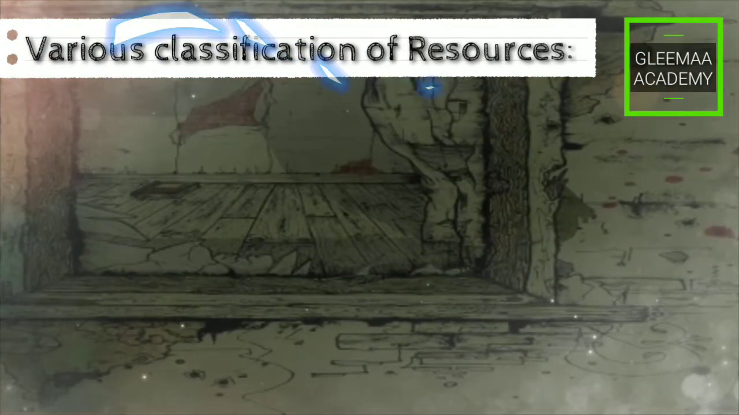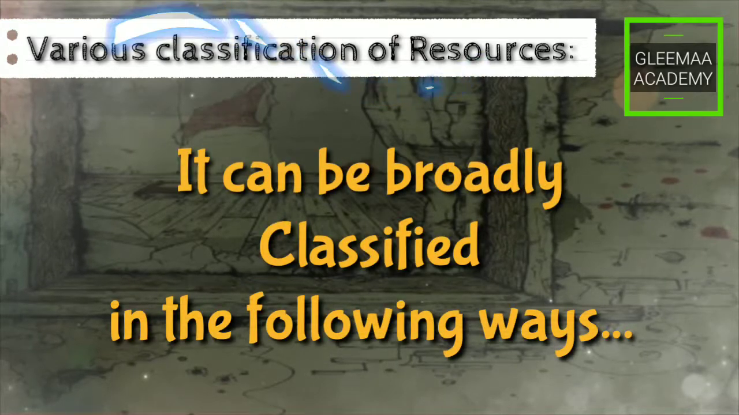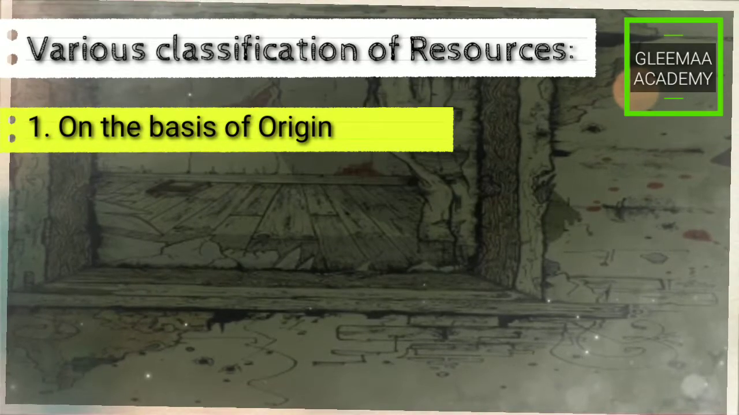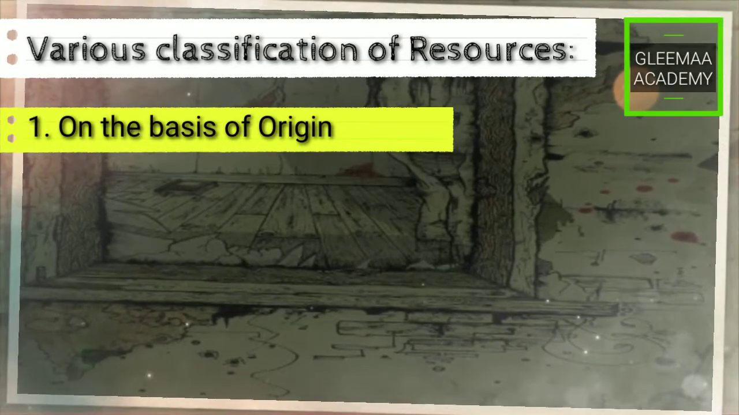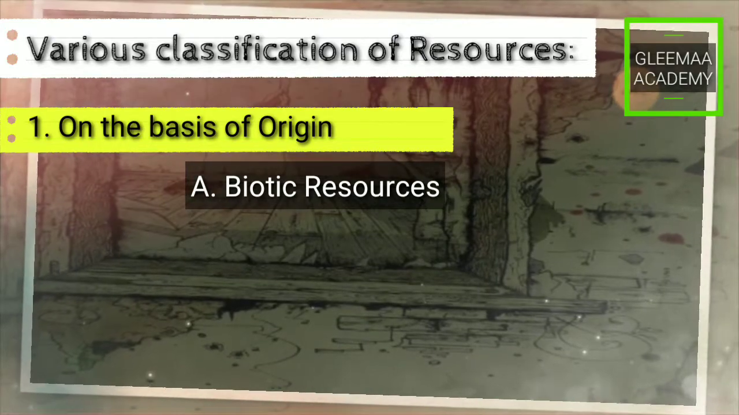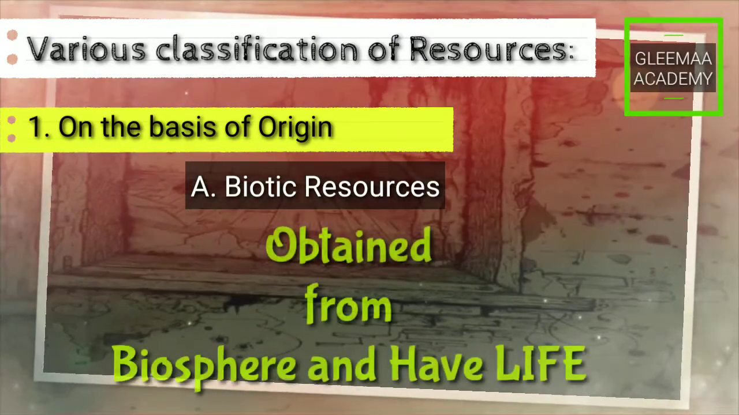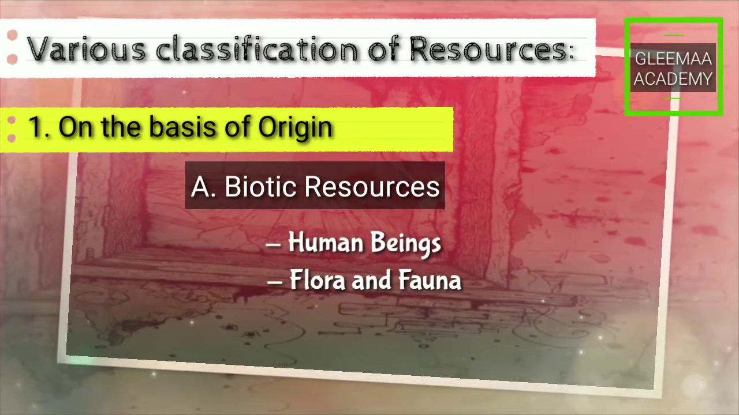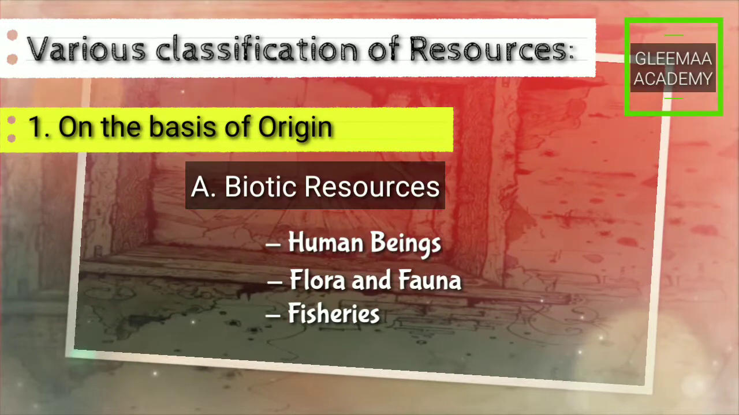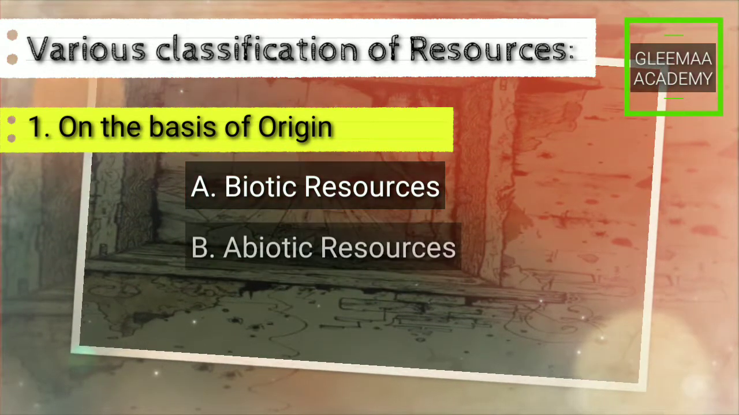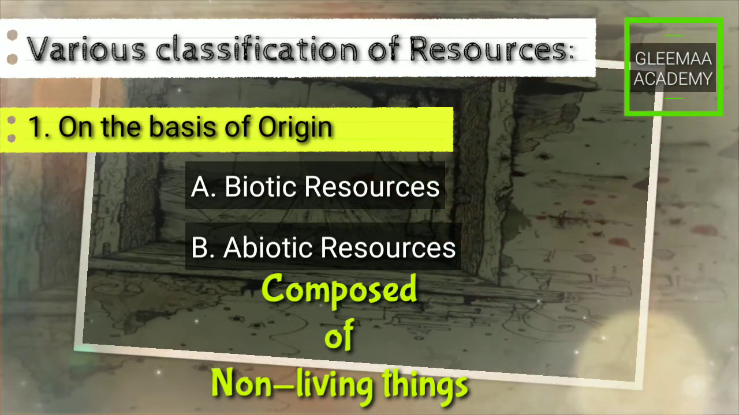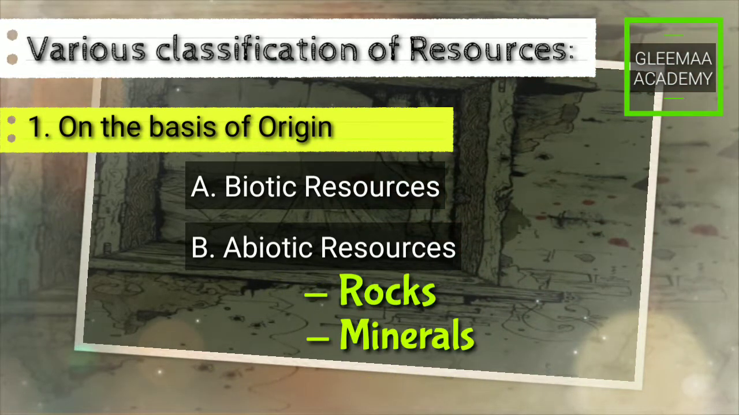And now, when we talk about the various classifications of resources, they can be broadly classified in the following ways. Number 1, on the basis of origin, resources are classified into A. Biotic resources, which are obtained from the biosphere and have life. For example, human beings, flora and fauna, fisheries, livestock, etc. B. Abiotic resources, which are composed of non-living things, for example, rocks and minerals.